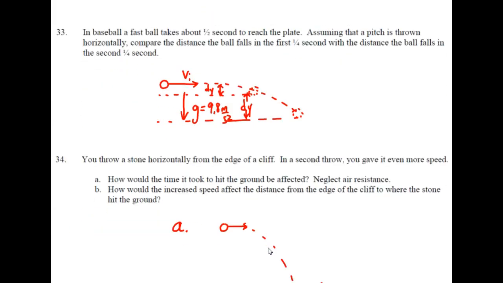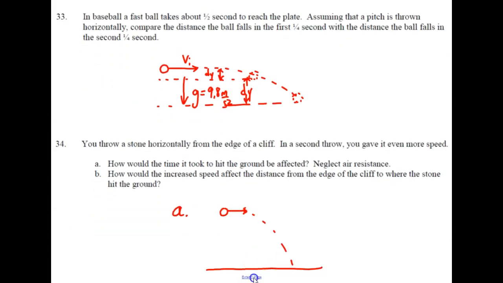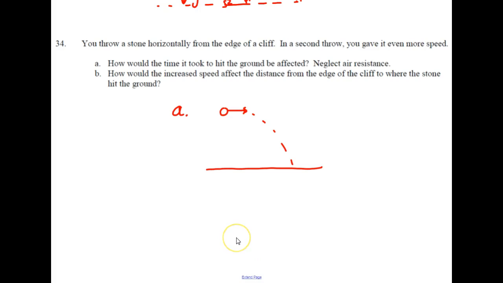34. You throw a stone horizontally from the edge of a cliff. In a second throw, you gave it more speed. A, how would the time it took to hit the ground be affected? Neglect air resistance. And B, how would the increased speed affect the distance from the edge of the cliff to where the stone hit the ground?